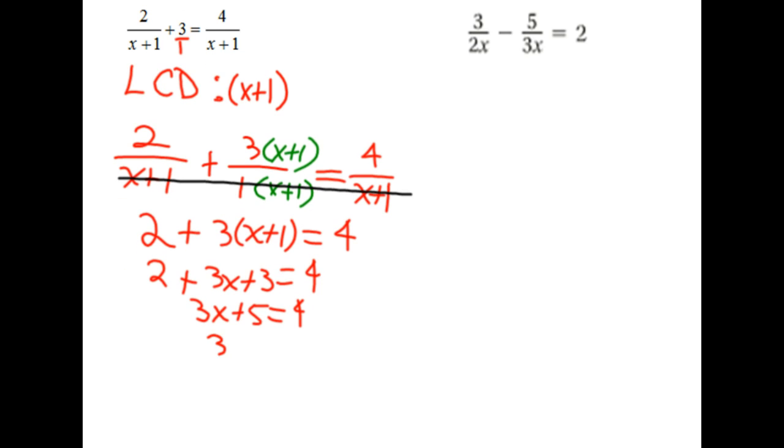Subtracting the 5 across, I get 3x equals negative 1. Divided by 3, I get x equals negative 1/3. So the answer to this equation is negative 1/3.